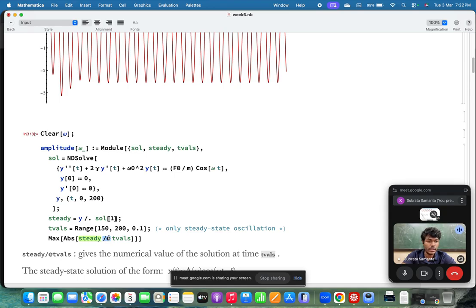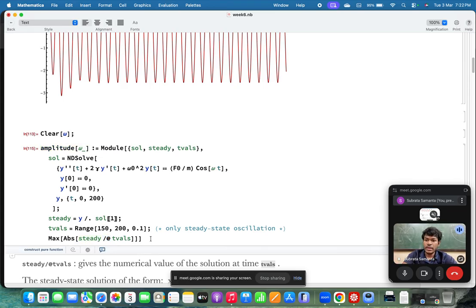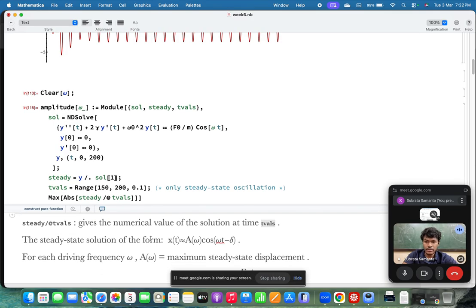You calculate y, and then you calculate the maximum value from this list. That gives you only one number, right. So the amplitude gives you only one number for a given omega. All right, now I run this. So you can calculate this, and we will check.